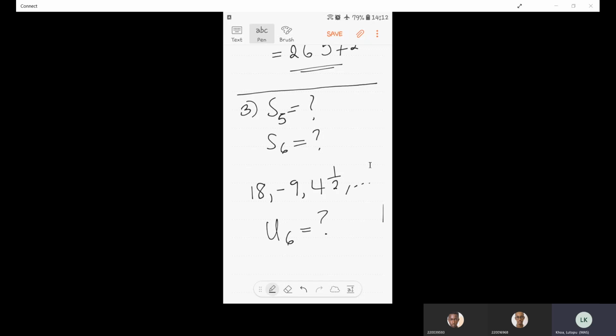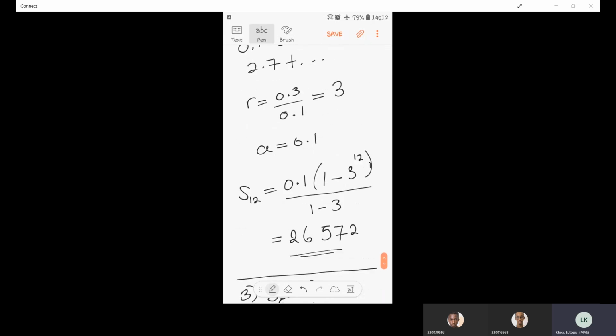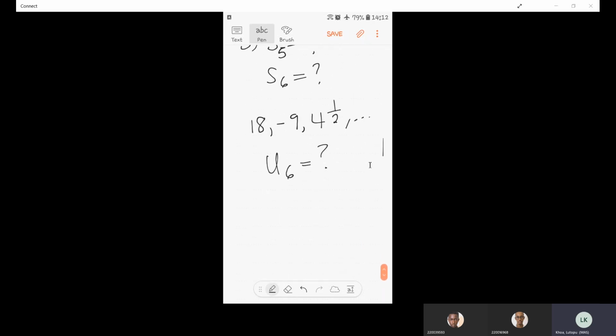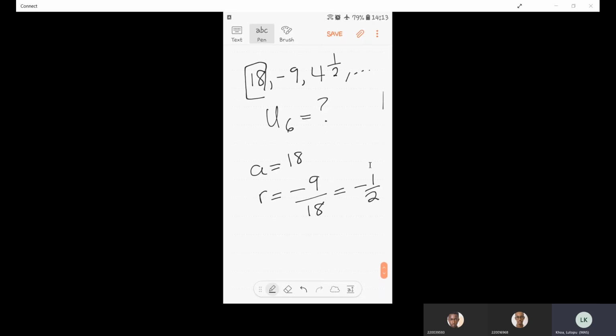Okay, so to do this, we know what A is. You can just see it. Write that down. A is equal to 18, and R is equal to -9 divided by 18. This is equal to -1/2. Okay, so now that we know what R is, working out S5 and S6 isn't difficult.